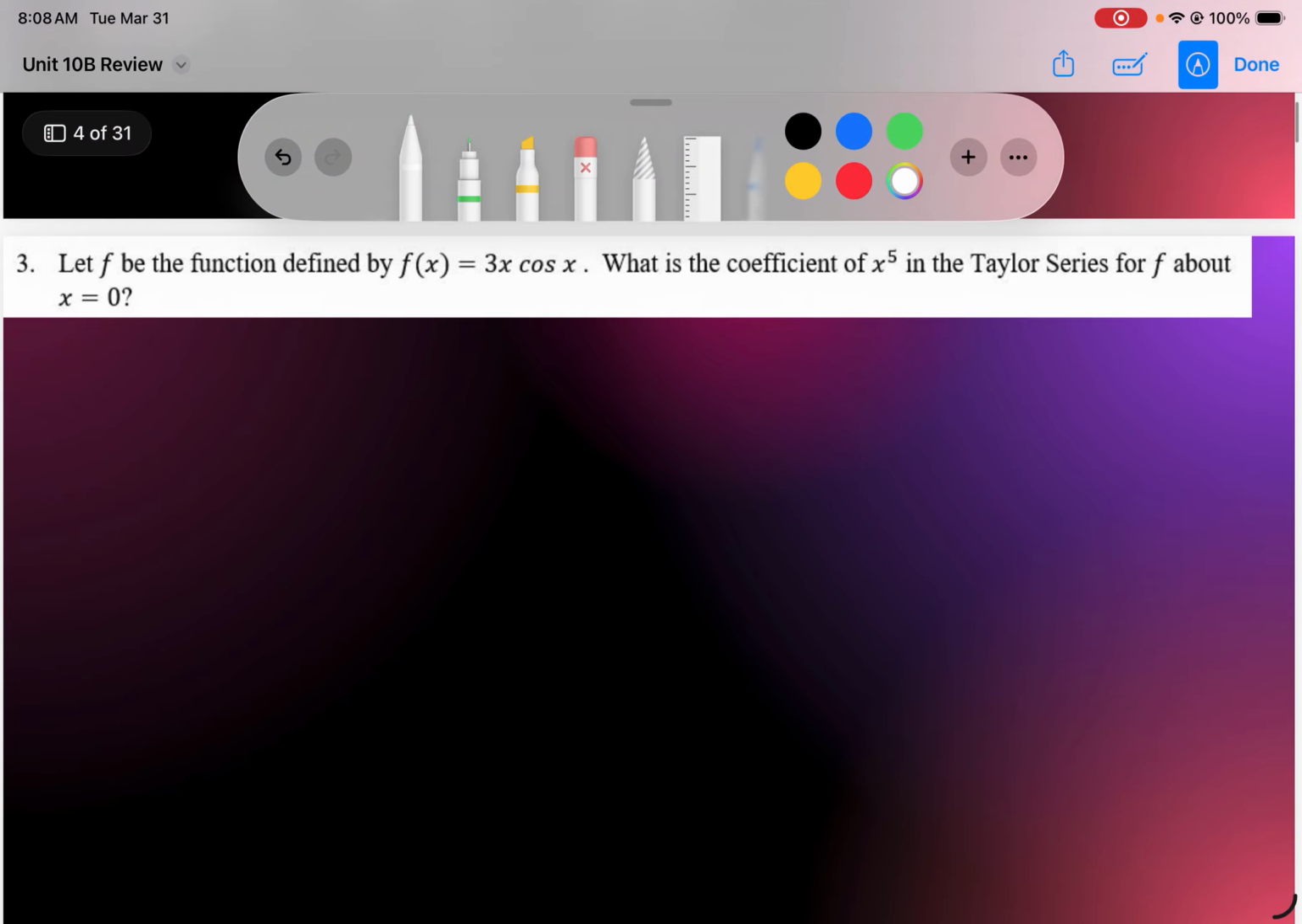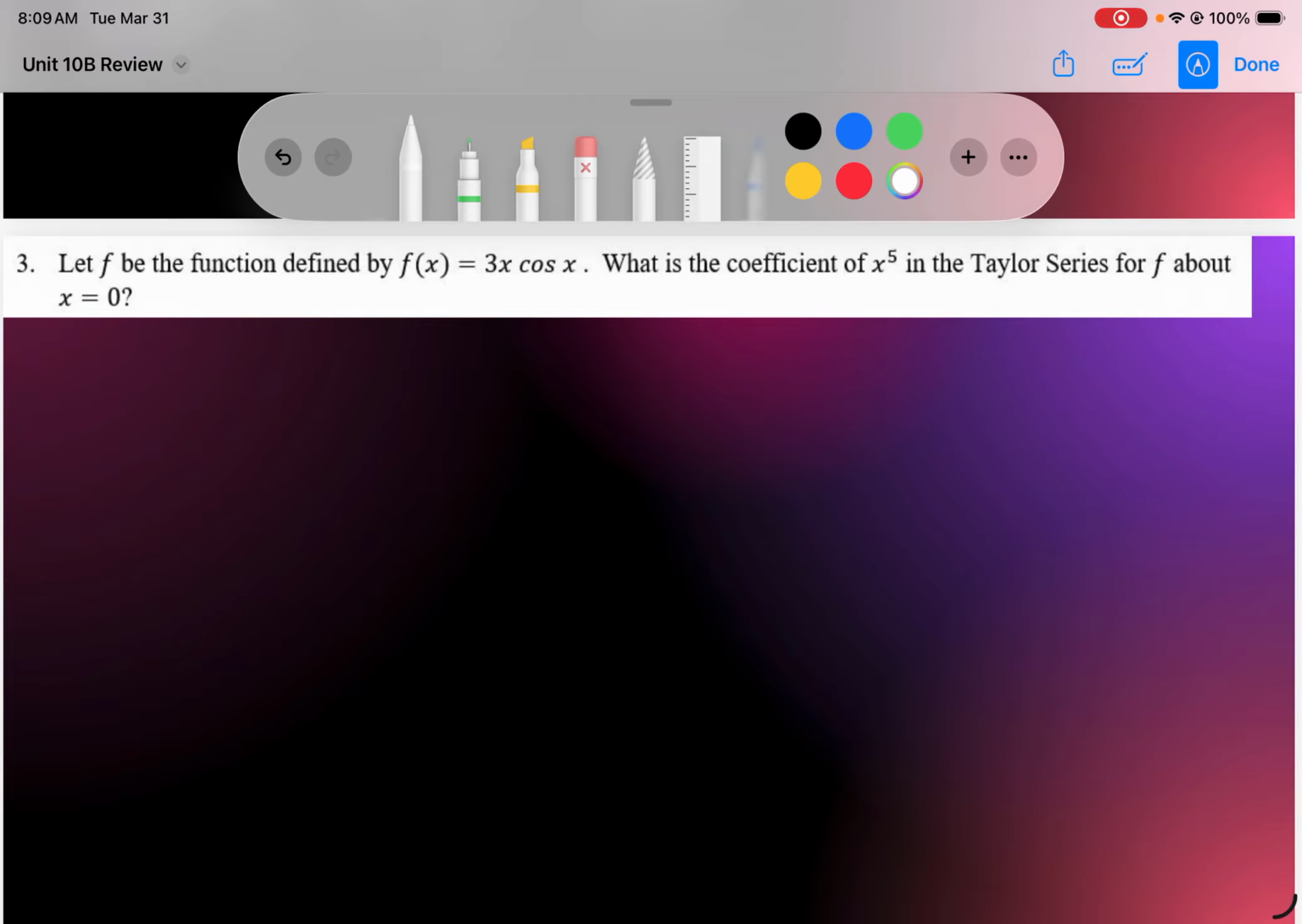Let f be the function defined by 3x cosine of x. On your paper, it might say 3x cosine. That's wrong. I didn't check when I printed these off, but for some reason when I print off a Google Drive, it doubles up the cosines. So it's just 3x times cosine x. What's the coefficient of x to the power of 5 in the Taylor series for f about x equals 0?